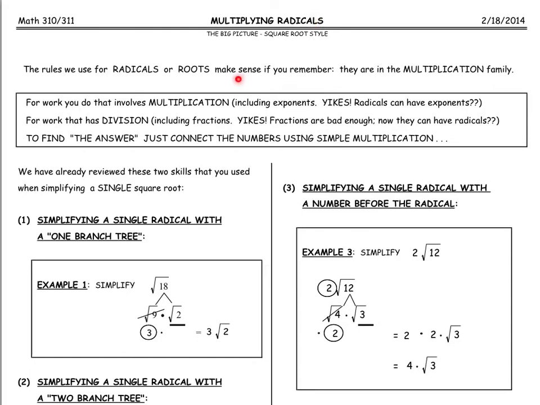So anything that involves multiplication, including exponents, anything that involves division, which is in the multiplication family, including fractions, which I didn't focus on this sheet, you find the answers by just connecting the numbers using simple multiplication. So of course I started out with reminding you about simplifying a single radical. Rad 18 is 3 rad 2.